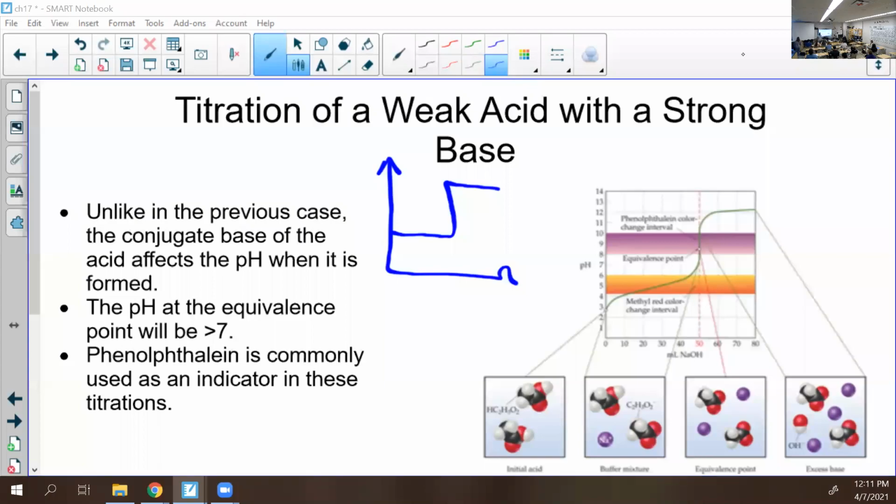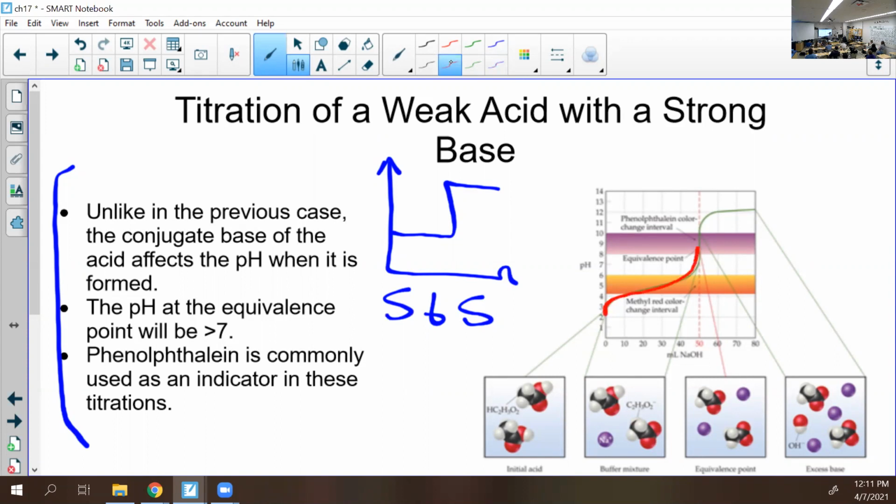That's so stupid. Okay. Unlike in the previous case, the conjugate base of the acid affects the pH when it's formed. Before we had strong and strong, which meant the conjugates were the conjugate bases or acids of strong things, which meant they didn't ever come back together. But now they will, because they're the conjugates of a weak. So we don't do this math. Don't panic on the math here. We just have to know that it looks different.